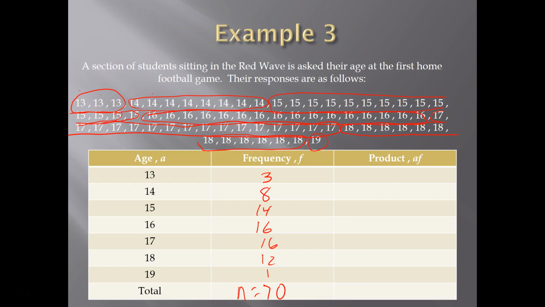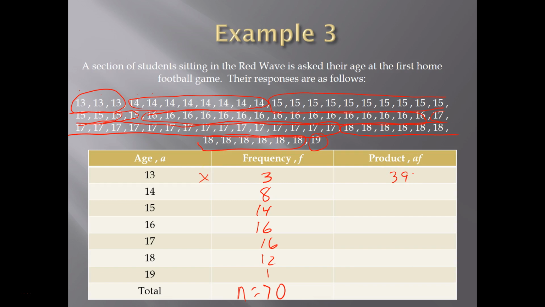Now, you might not see why I'm going to do this just yet. On the next slide, it'll probably become pretty obvious. But the next column over says product. When you have a frequency table, you're pretty much always also going to have a product column somewhere. Just like a sum means to add, product means to multiply. So we're going to multiply the age, 13, times the frequency, 3, and we get 39.